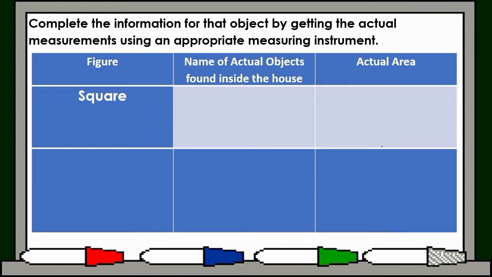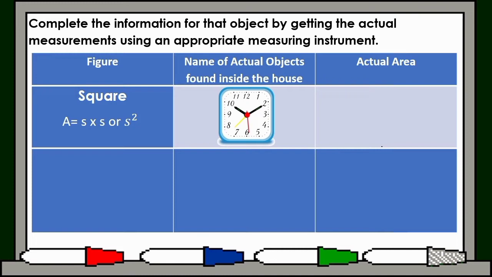Next is square. The actual object is a wall clock. And the formula in finding the area of a square is S times S or S squared. The measurement of each side of this wall clock is 10 inches. So let us solve. 10 inches times 10 inches equals 100 square inches.